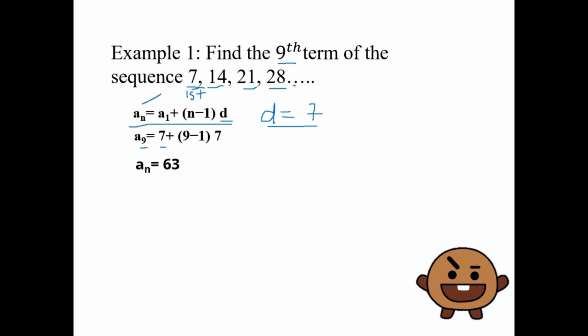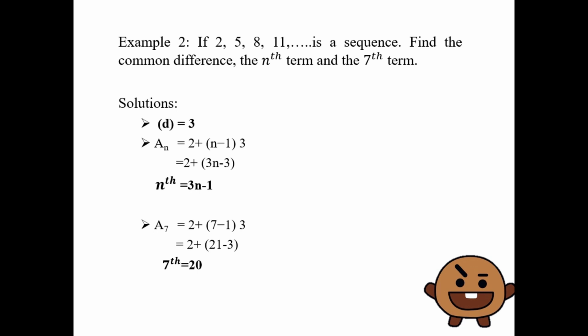That is 9 minus 1, 8. 8 times 7 is 56. 56 plus 7 is 63. And that's why for our final answer, we have a sub n is equal to 63, or the ninth term of the sequence is equal to 63. And that's how we solve that. Let us have another example.